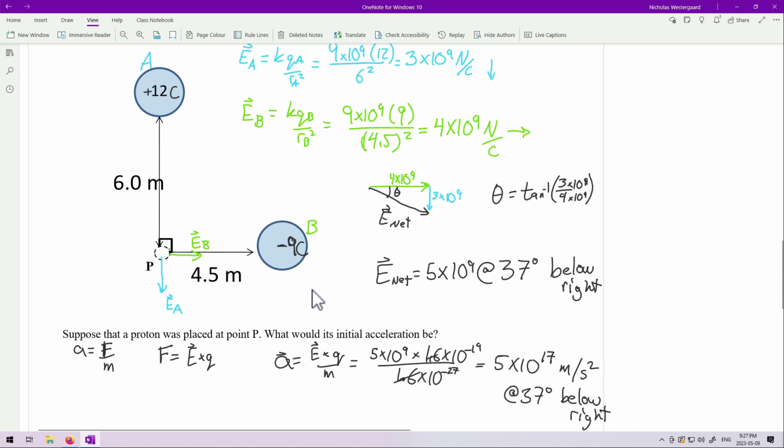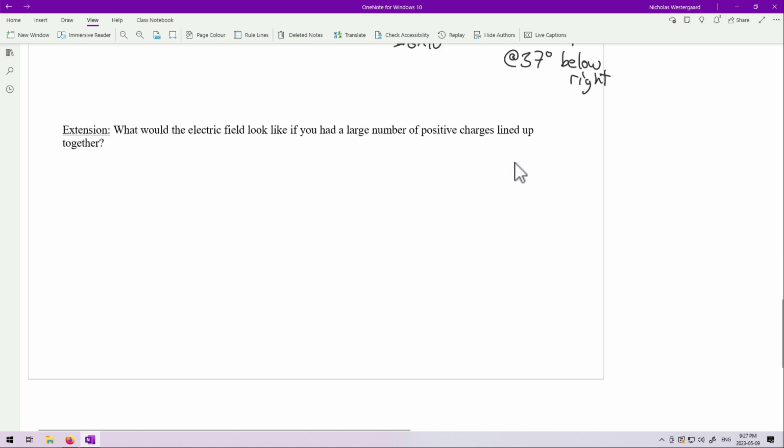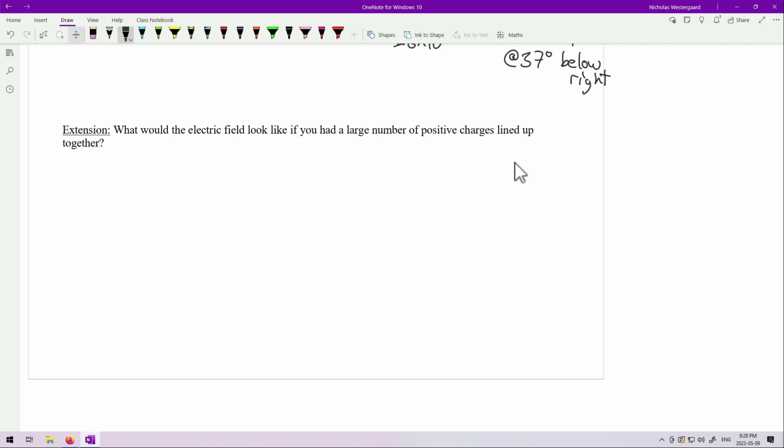Hopefully you're feeling pretty good about that. Before we finish up, let's just take out a little extension. What would the electric field look like if you had a bunch of positive charges lined up together?